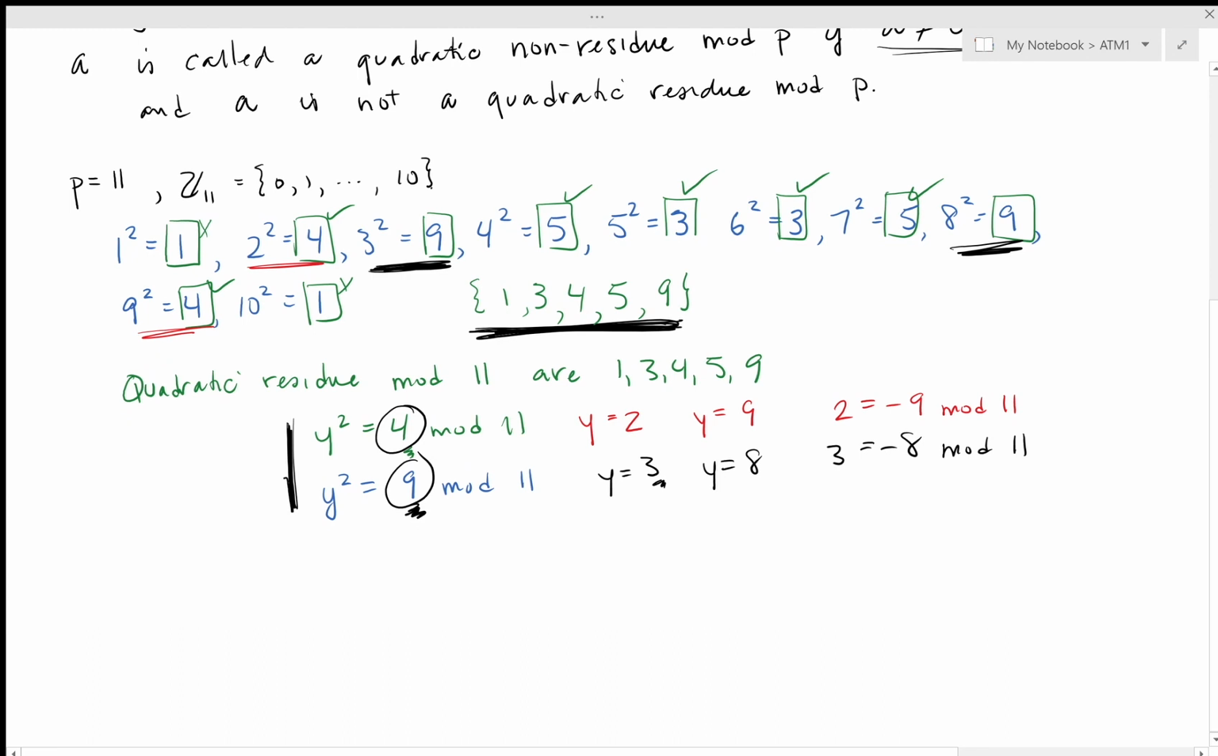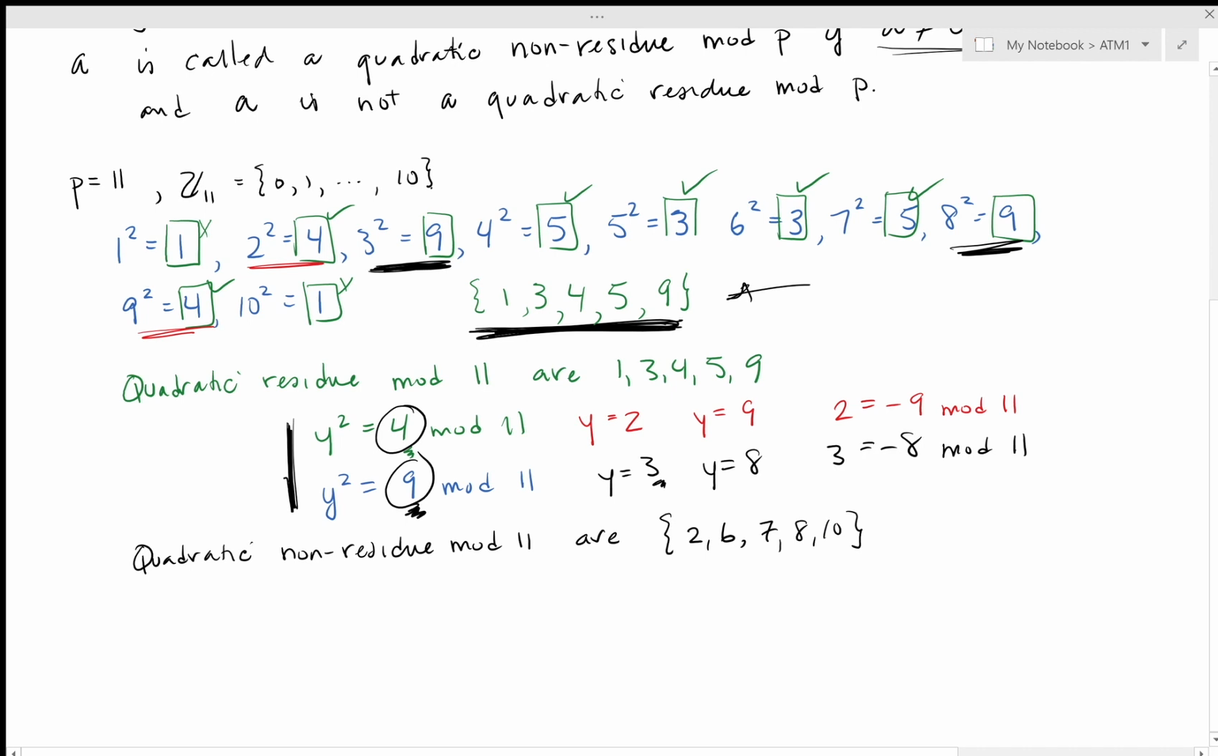Let's then also just write out what the quadratic non-residues are. Quadratic non-residues mod 11 are the ones that are not in this list here. I mean, these are the ones that we found, and these are the ones that are not in the list. That is going to be here 2, 6, 7, 8, and 10. So those are quadratic non-residues mod 11.